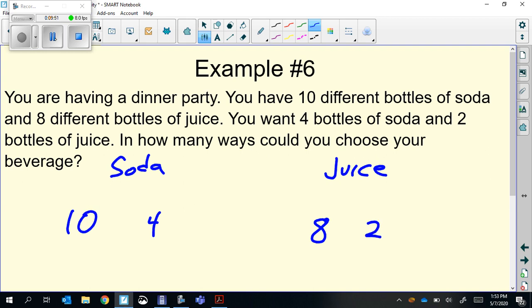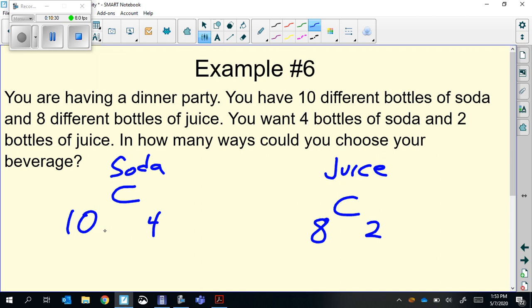Now, the order you pull these out, I don't know, this is kind of weird the way this is set up, but maybe you're at the store and they have 10 types of soda and you're going to buy 4, and they have 8 types of juice and you're going to buy 2 of them. That would make more sense than just having these bottles somewhere. But the order you pick these things doesn't matter. So that is a combination. Doesn't matter because you're going to have all of them available, probably sitting on the table or in the fridge for your guests.